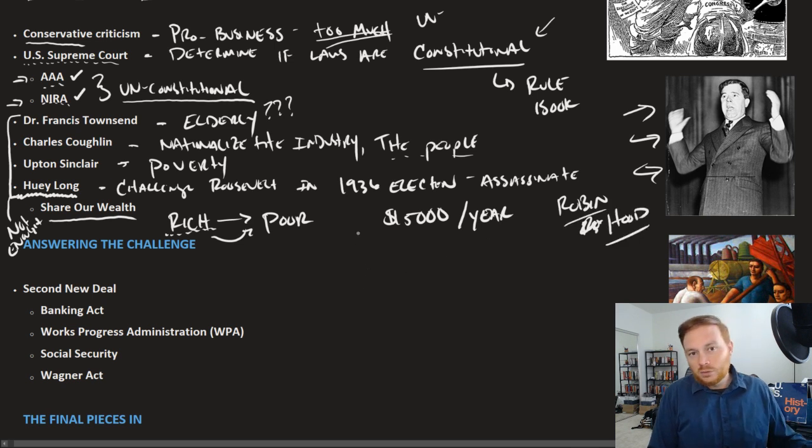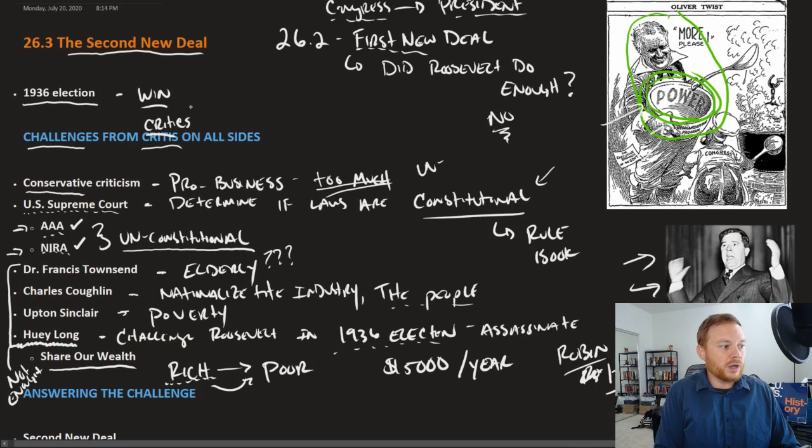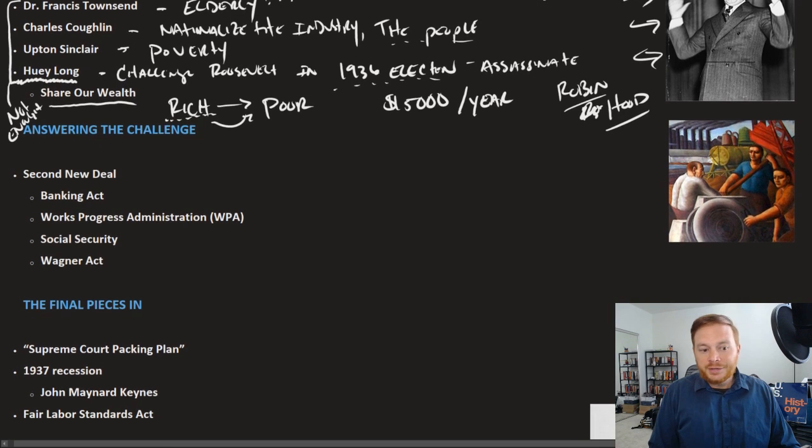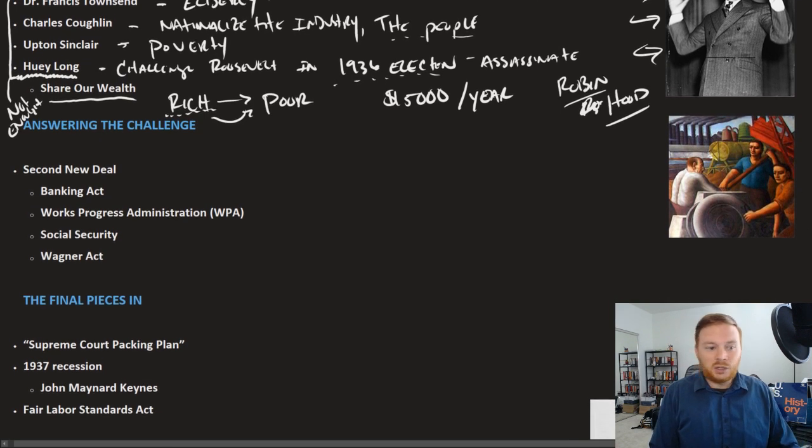But again, he was assassinated and ended up not challenging Roosevelt in the 1936 election, which Roosevelt won by a very comfortable margin, one of the most lopsided elections in presidential history. And so Roosevelt heard loud and clear, a lot of this actually on the eve of the 1936 election. Roosevelt wanted to make sure that he was doing enough to solve the economic problem, but also to answer a lot of the criticisms. And so that's what the Second New Deal does, right?